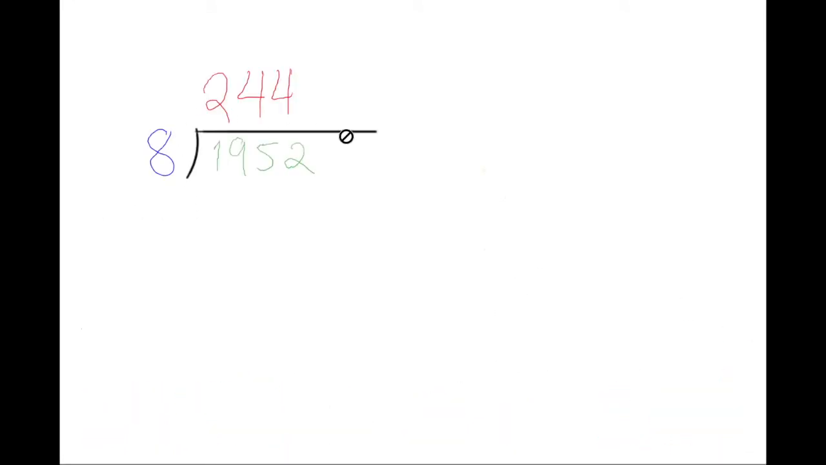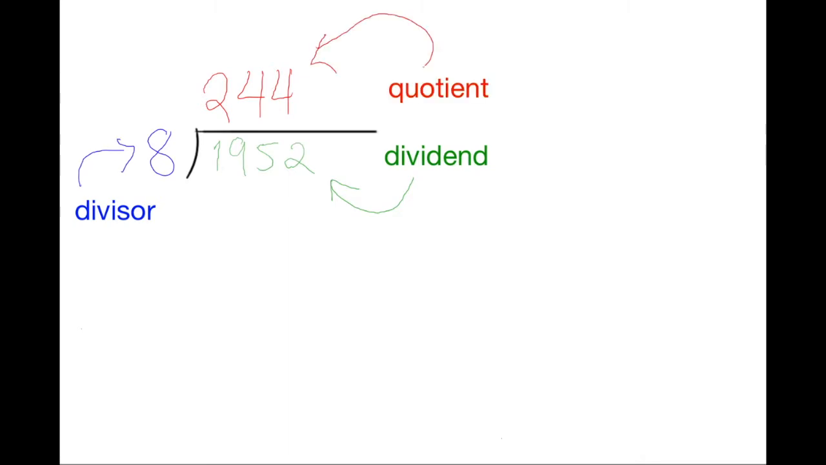Regarding specific terms, the usually larger number is called the dividend. This is the number that will be divided by the other number. Next, we have the divisor, which is the other number that divides into the first number. And finally, you have the quotient, which is the result of dividing one number by another. Sometimes you'll have a remainder, which is any numbers that are left over, but in this case, 1,952 is perfectly divisible by 8, so there is no remainder.